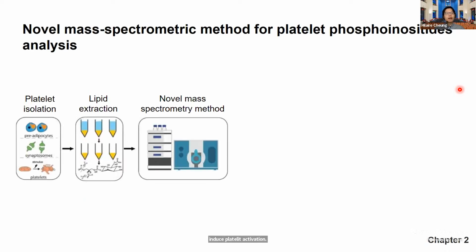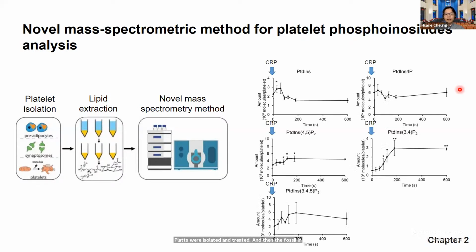In Chapter 2, I've developed a novel mass spectrometric method for platelet phosphoinositide analysis. Platelets were isolated and treated, and then the phosphoinositides are extracted and analyzed with the developed mass spectrometric method. In the figure to the right, we can see the method is able to capture the CRP-induced phosphoinositide production or decrease after platelet activation.